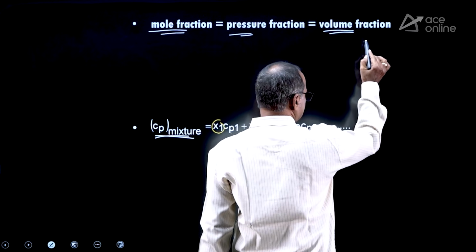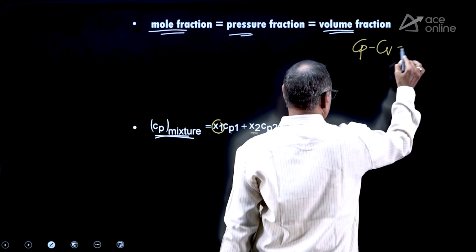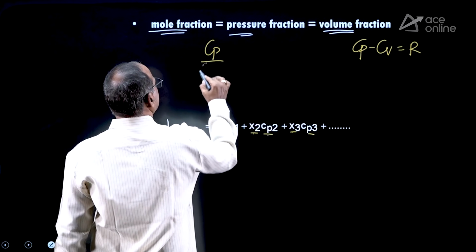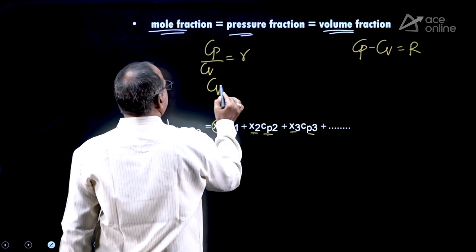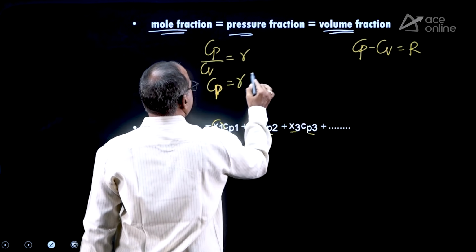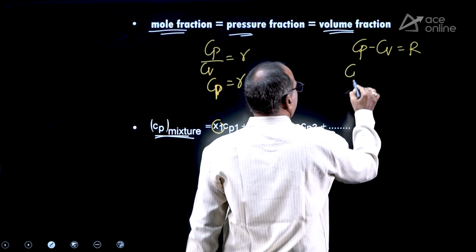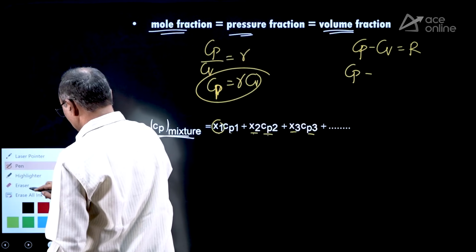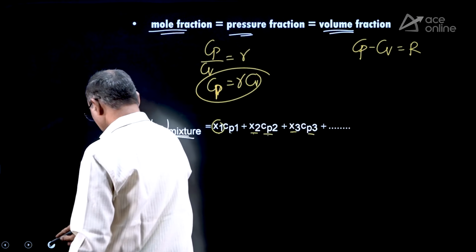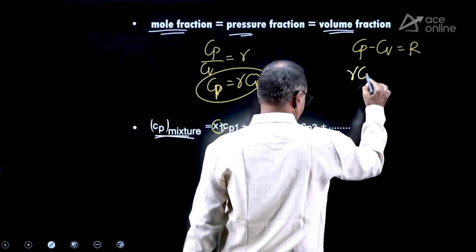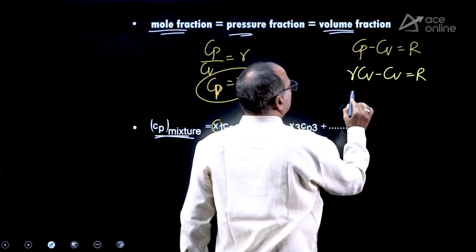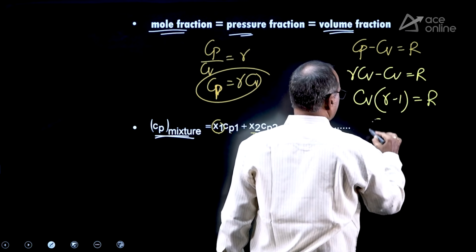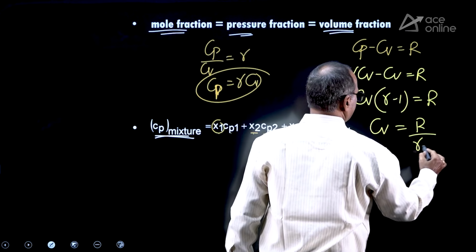You know, there is Mayer's equation: Cp minus Cv equal to R. And you know, Cp by Cv equal to gamma. From this I can write that Cp equals gamma Cv. In place of Cp, I can write gamma Cv. One minute, we should be very careful. In place of Cp, let me write gamma Cv minus Cv equal to R. From this, write the Cv outside: Cv times gamma minus 1 equal to R, or Cv equal to R by gamma minus 1. That is the Cv.